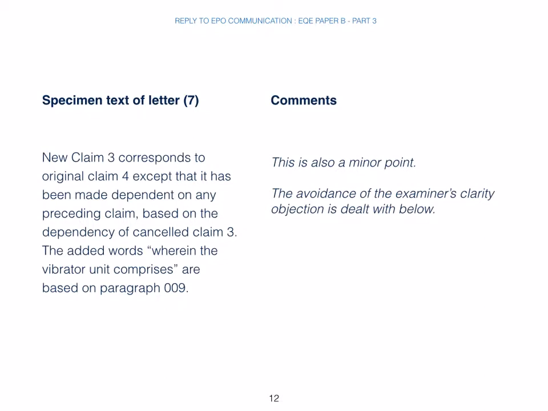New claim 3 corresponds to original claim 4, except that it has been made dependent on any preceding claim based on the dependency of cancelled claim 3. The added words, "wherein the vibrator unit comprises," are based on paragraph 9. Note that the examiner raised a clarity objection for original claim 3, but it's best to deal with this separately, and we will deal with it separately later.